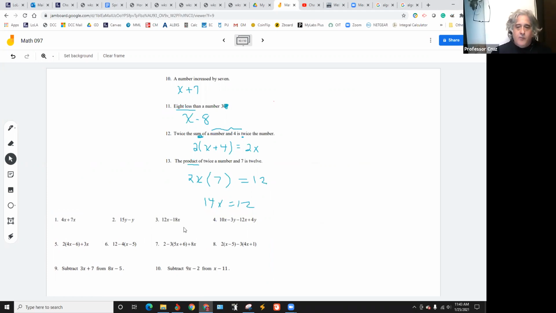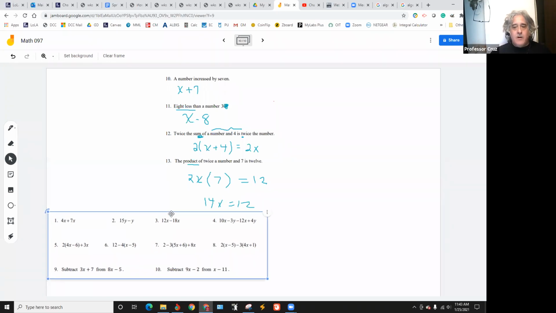So what happens on number 1? Are they alike? 4x and 7x, 4 and 7 is 11x. 15y minus 1y is 14y, right? These are alike. 12x minus 18x, like terms. So we just look at the number now. 12 take away 18 is negative 6x.